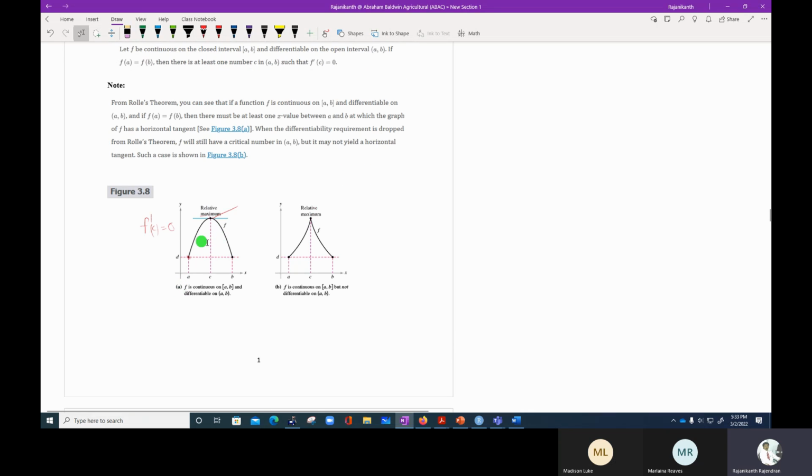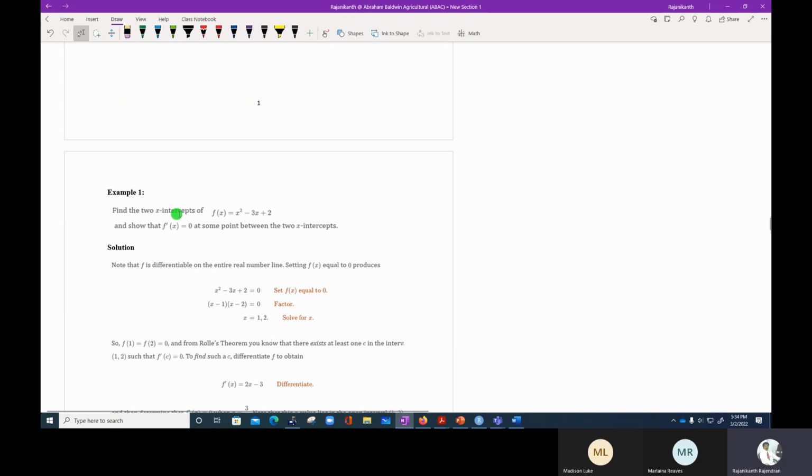But we consider a differentiable function, therefore we consider case A, not like B. Then the function should have a smooth turning point inside the interval. That is about Rolle's theorem.